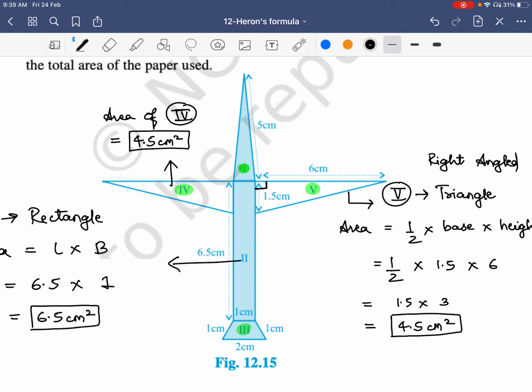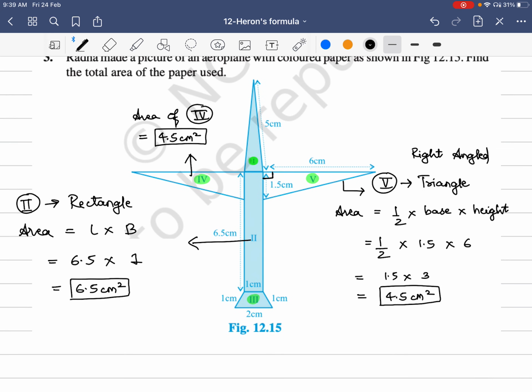So now let's zoom out a bit and try to see what all we have got. This was our original figure of aeroplane, and let me remove this. So this is done. This is done. Okay, so 2 is done, it is 6.5 centimeters square. Then 5 is done, it is 4.5 centimeters square, and 4 is also done, which is 4.5 centimeters square. Now remains part number 1 and part number 2. So let's focus on part number 1 first.